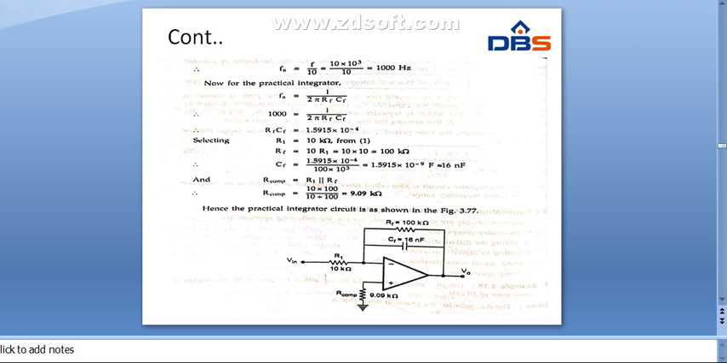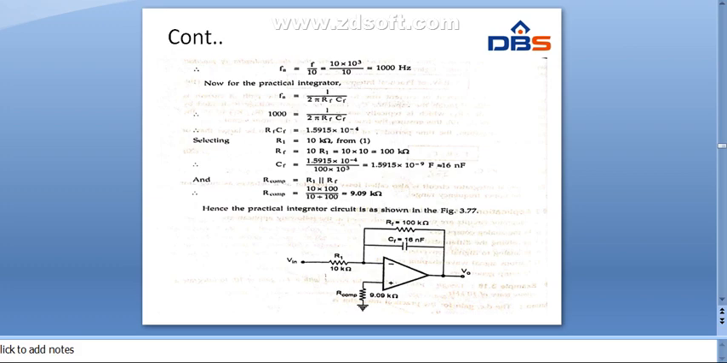RF CF. So for the practical integrator, the break frequency FA is 1 by 2 pi RF CF. Substitute all these values in this equation. Here FA is 1000, substituting in FA equal to 1 by 2 pi RF CF. Then we get RF CF is 1.5 into 10 power minus 4. Then choose R1 as 10 kilo ohms.